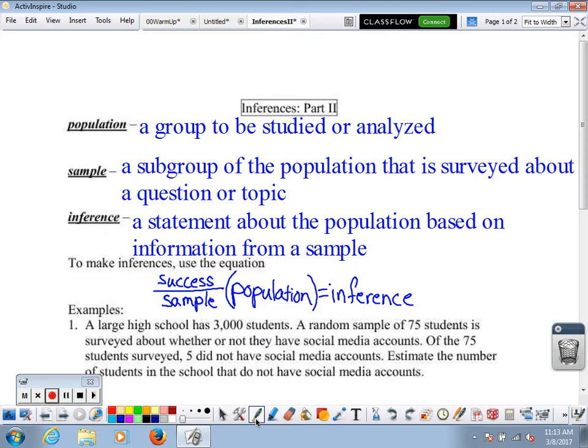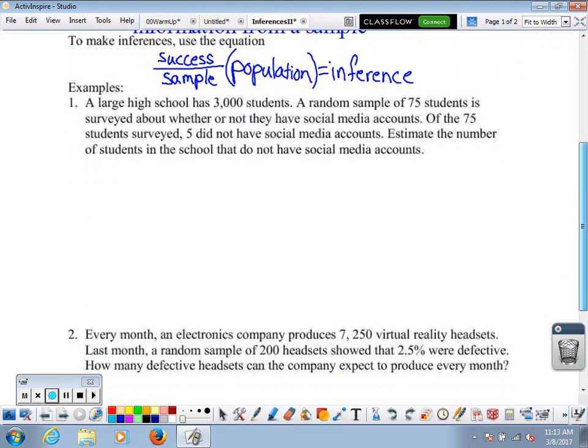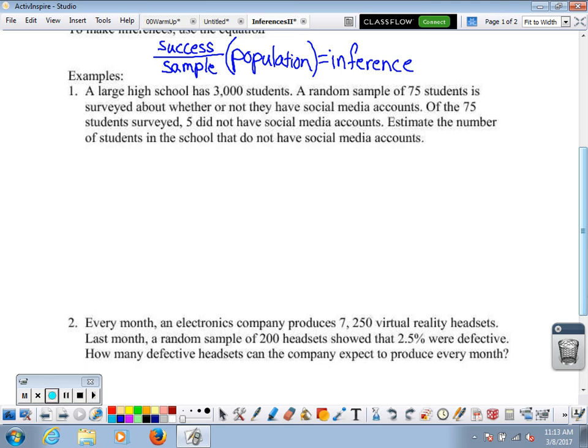Now the first one, we've got a large high school with 3,000 students. And we have a sample, a random sample, there's that random sample again, of 75 students surveyed about whether or not they have social media accounts. Of the 75 students surveyed, 5 did not have social media accounts. We want to estimate the number of students in the school that do not have social media accounts. So that's what we're trying to find. We're trying to make an inference. That's what we're trying to calculate.